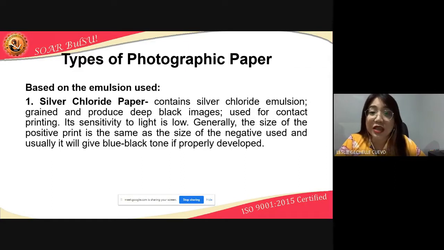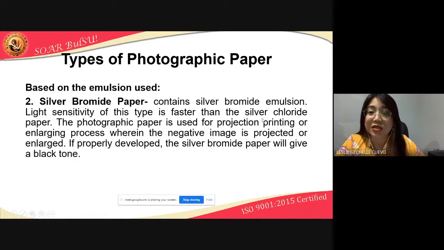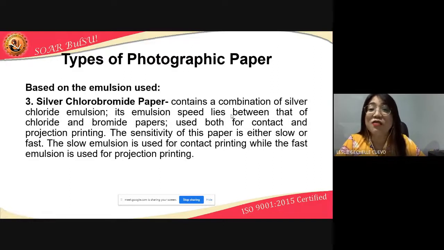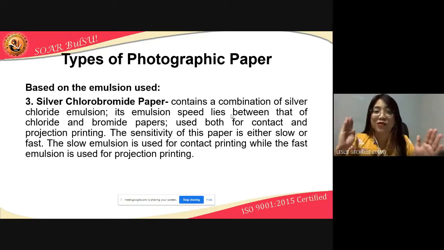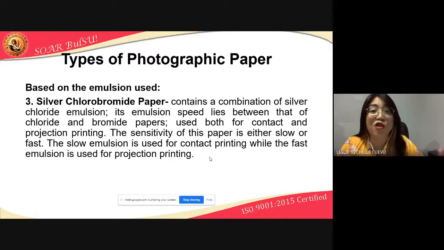Balikan natin. Pag silver chloride kasi, sabi dito, it is used for contact printing. Then sensitivity to light is low. While in silver bromide, it is used for projection printing. And its light sensitivity is faster than silver chloride. Etong si silver chlorobromide, nasa gitna. Okay, silver chloride, silver chlorobromide, and then silver bromide. Yan yung sa speed nila, speed ng emulsion. And then, since nasa gitna siya, pwede siyang for contact printing and also projection printing. The sensitivity of this paper is either slow or fast. So, sakto lang. The slow emulsion is used for contact printing while the fast emulsion is used for projection printing.